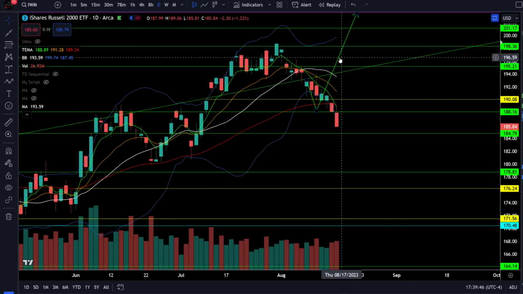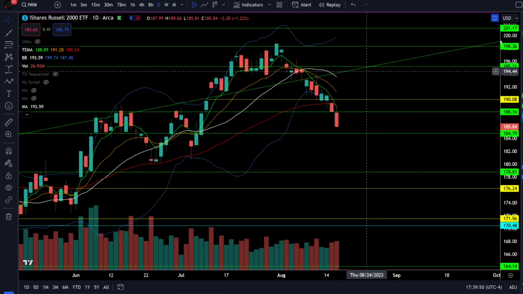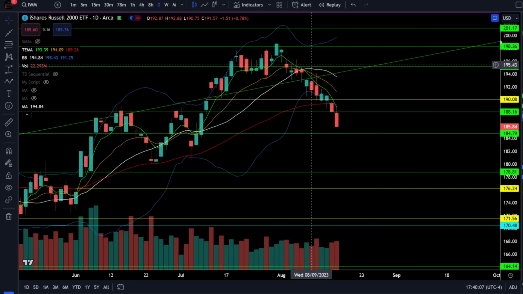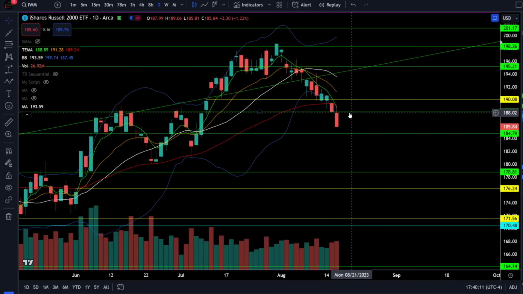On the Russell 2000 IWM ETF, we were down 1.22% today, and again, we broke the critical support at 188, so instantly getting more risk off and no longer looking for the upside targets until we can prove it and break out of this downtrend, which is going to require a break back above about 193 to 195. Now also pay attention to the moving averages are all negatively sloping. Price action is below all of them.